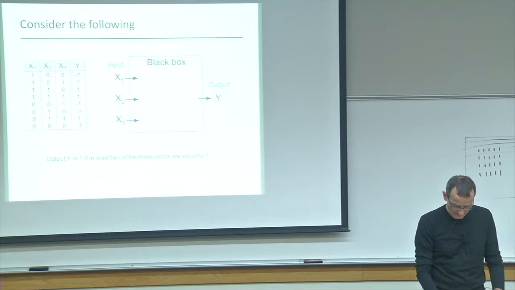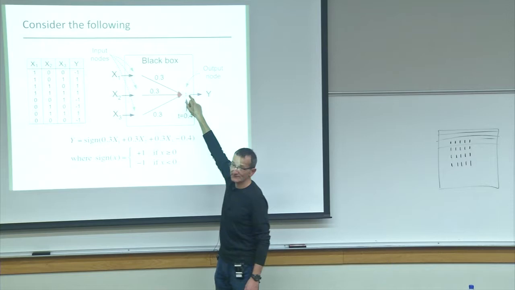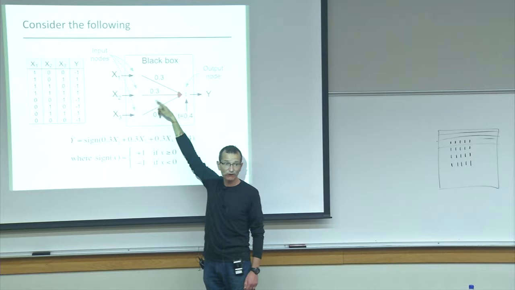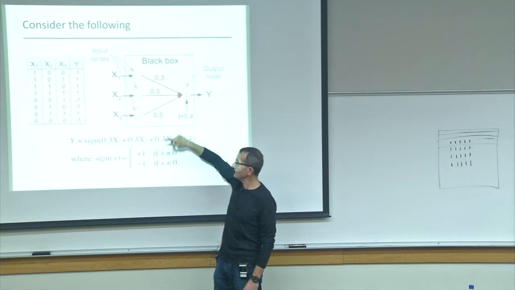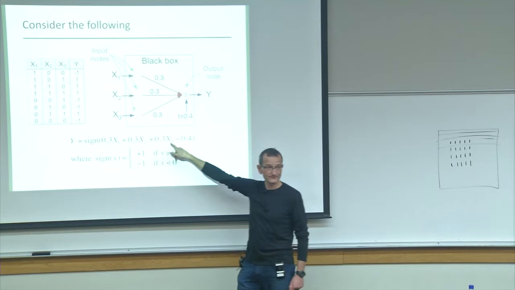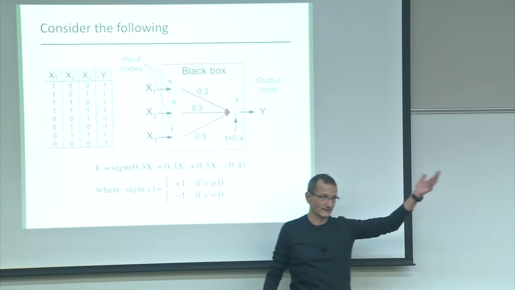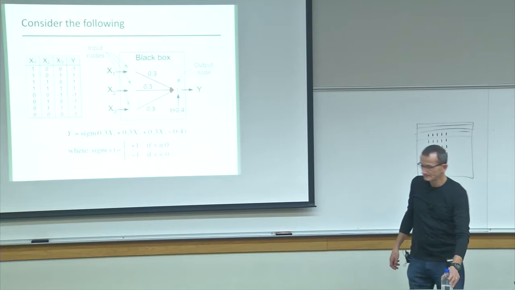One way to do that is to design a black box that looks like this. It takes the inputs and connects them through wires, and those wires have a weight whose purpose is to multiply the input value. When they get here, there is a summation: I add up those things. Then I have some sort of threshold, and I take the sign of the result. Are you okay with that structure? The sign is just a function: if the value is positive, we say plus 1; if it is negative, minus 1. It's a sign transfer function.